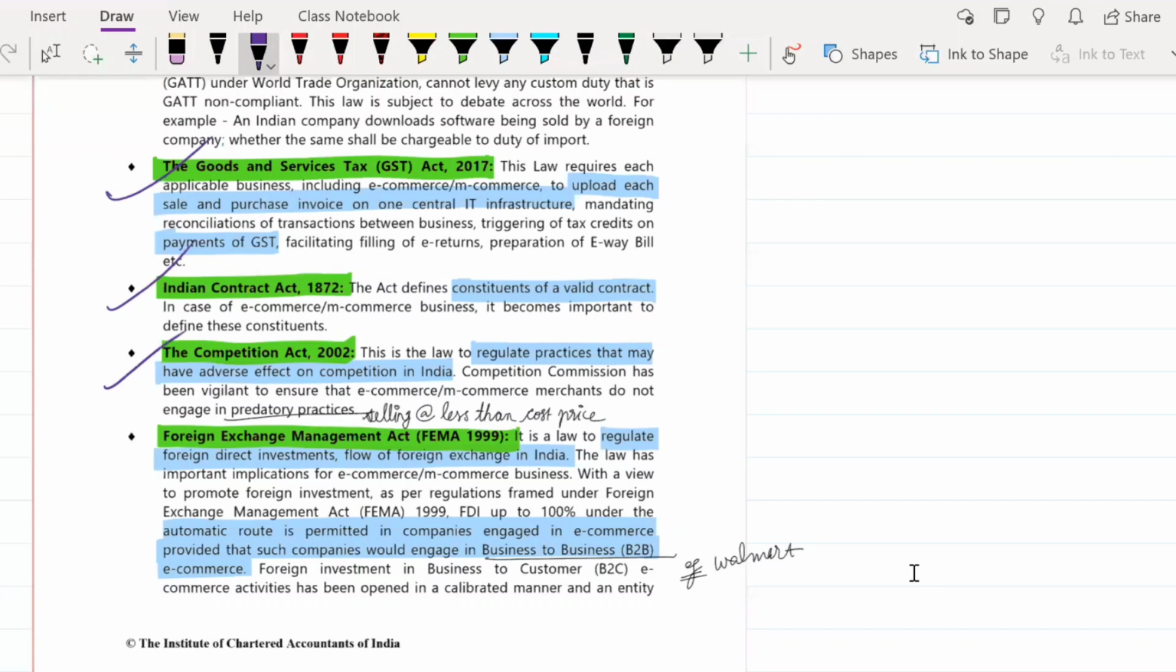Then the Competition Act is applicable, because as you know, what usually happens in the case of Jio? Jio in the starting gave everything free and washed off many good telecom players from the market, and finally he has now raised all his prices. In the same way, this adverse effect can happen on the industry. So to govern that, the Competition Act is also there.